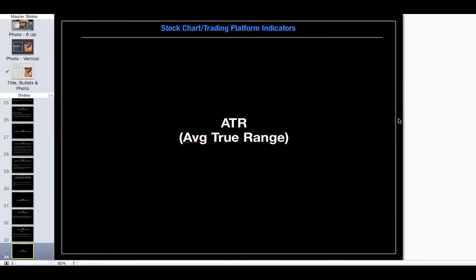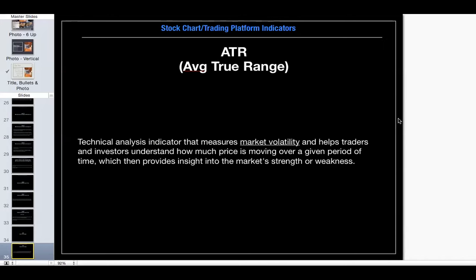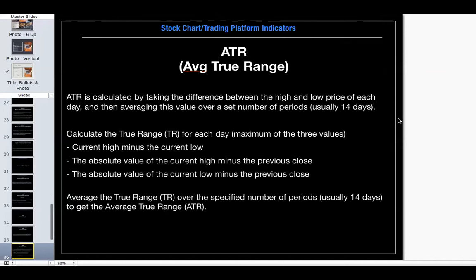All right, so moving through to the VWAP. This moves us on to the ATR, the average true range. I talk about this one a lot because I use it a lot. I know Ray uses this quite a bit too with the Strat. I believe Kia does also. This is technical analysis. What this indicator does is measure market volatility. It helps traders and investors understand how much price is moving over a given period of time, which then provides insight into market strength or weakness.